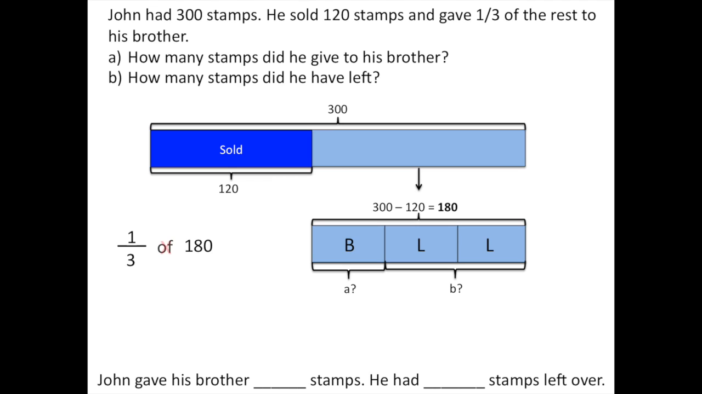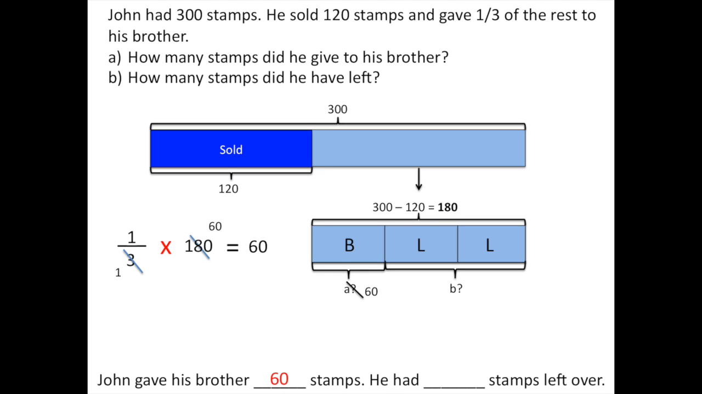I can turn it into a multiplication problem, and I can cross cancel and solve. 3 divided by 3 is 1. 180 divided by 3 is 60. So that equals 60. So he gave 60 to his brother. I can put that answer now into my sentence. John gave his brother 60 stamps.